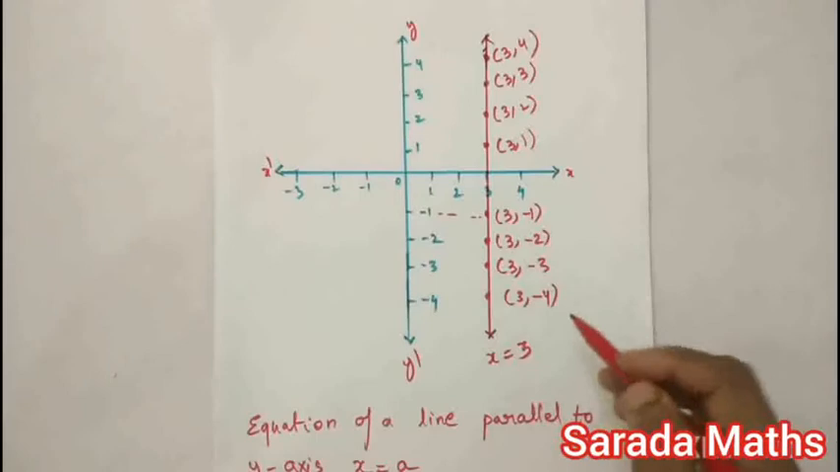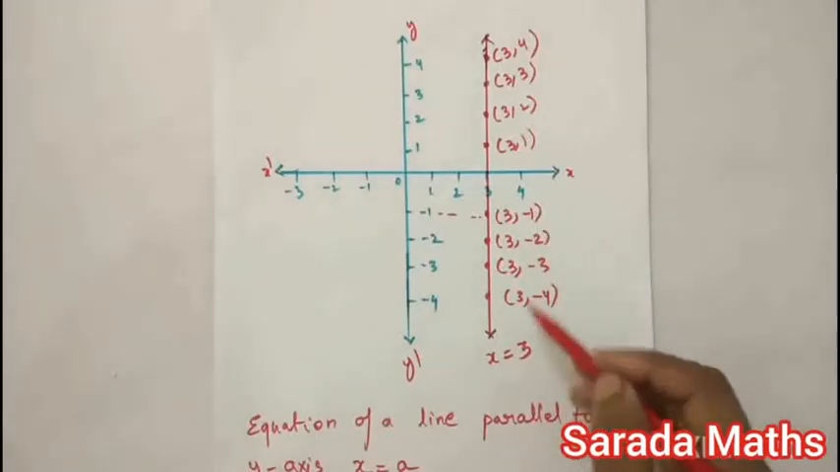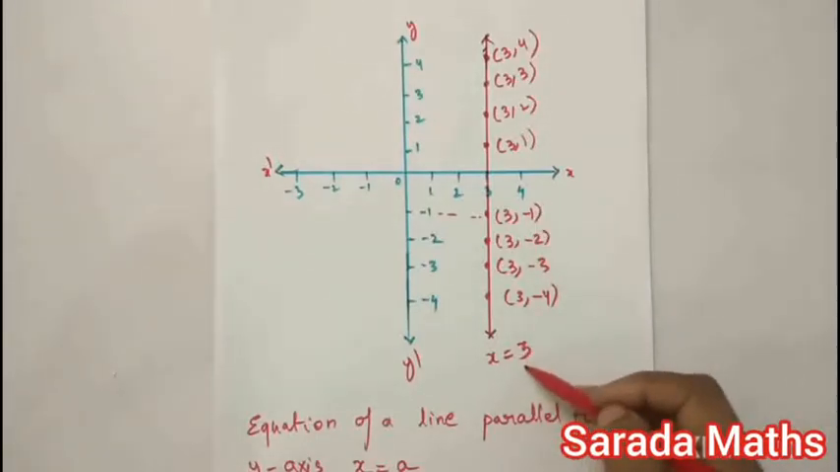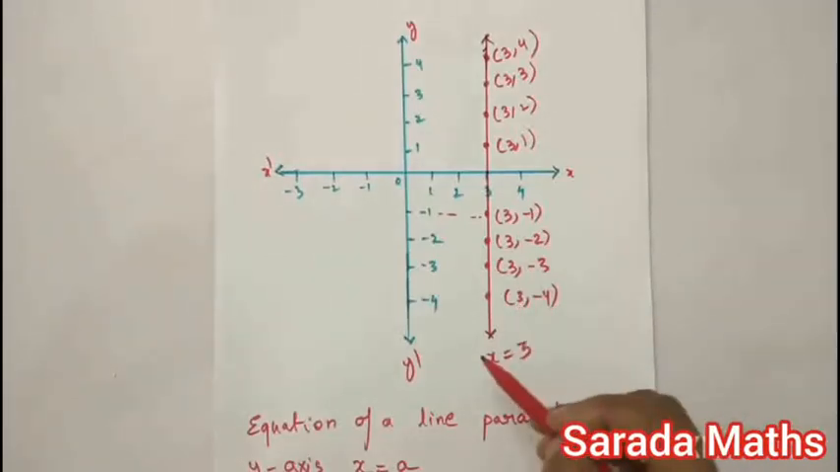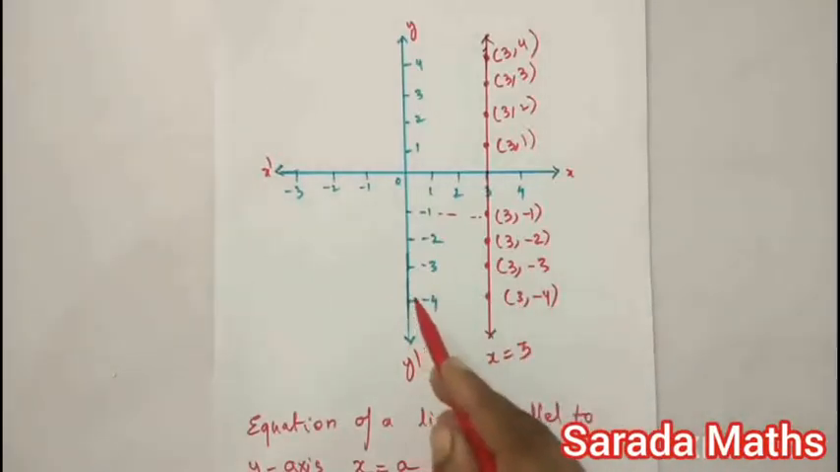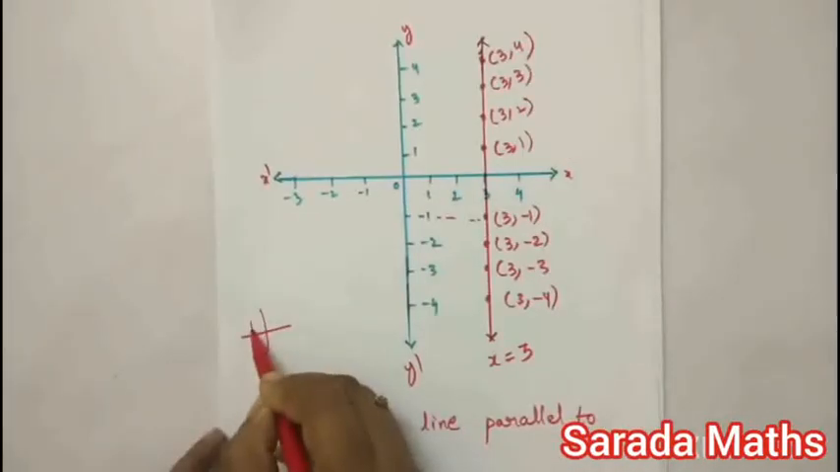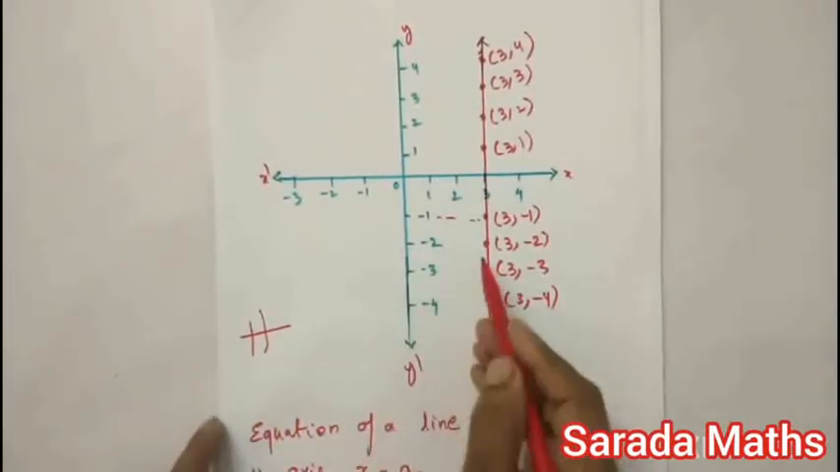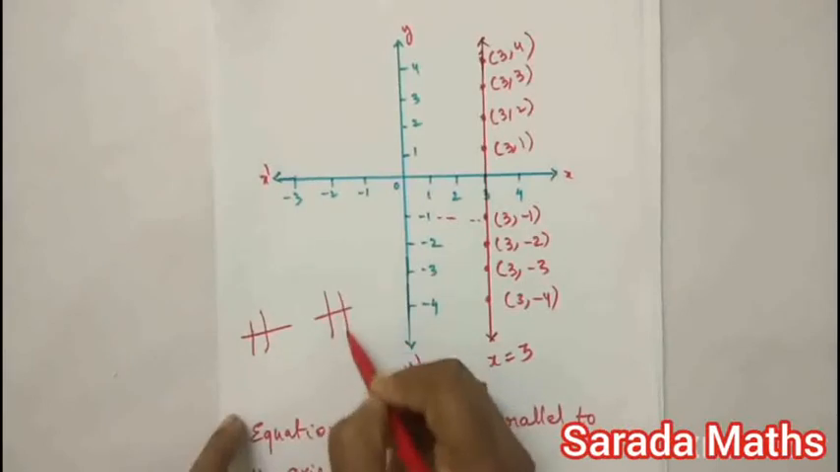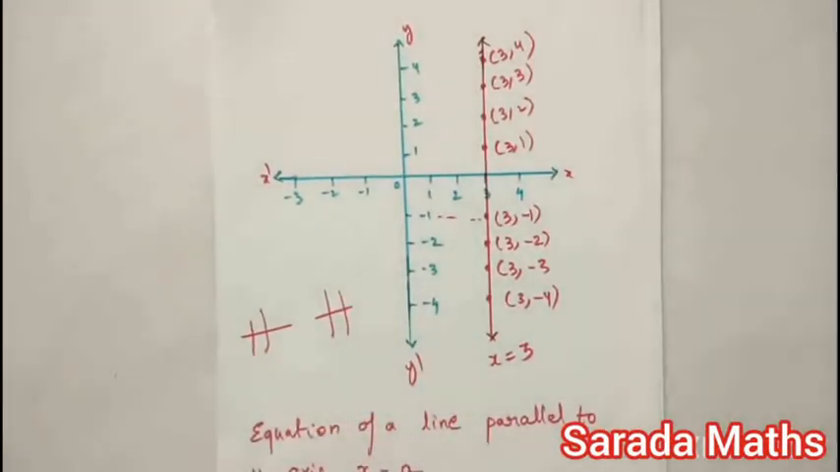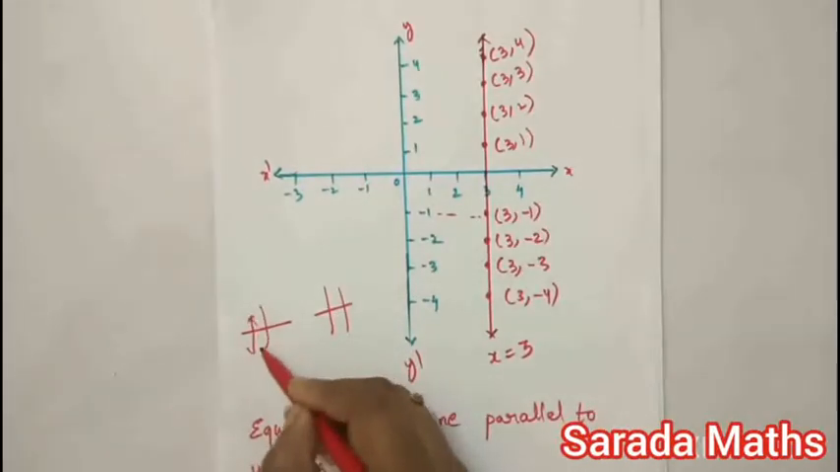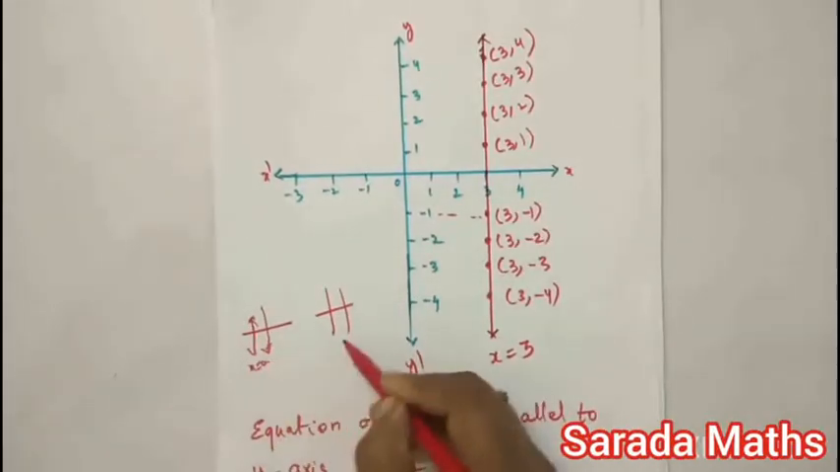Only the value of y is changing. So the equation of this line will be x is equal to 3. So equation of a line parallel to y axis will be x is equal to a. Understood? Here it is parallel to y axis. Any line which is parallel to y axis will be of the form x is equal to a. The equation of this line will be of the form x is equal to a.